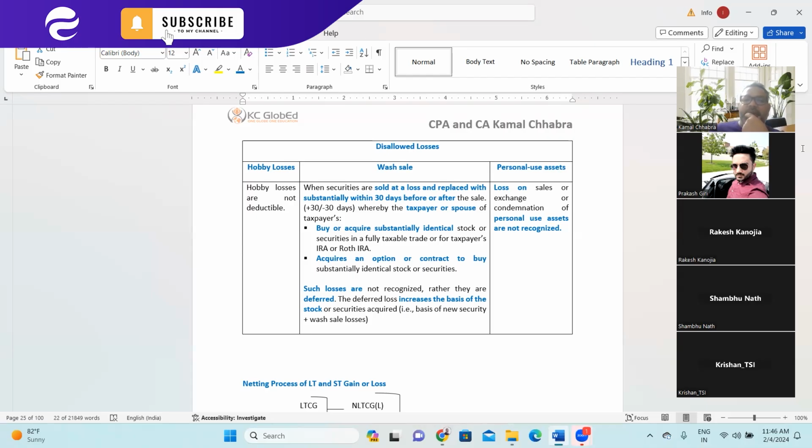The middle one is wash sale. Have you heard this term before? Any of you have heard this term before?